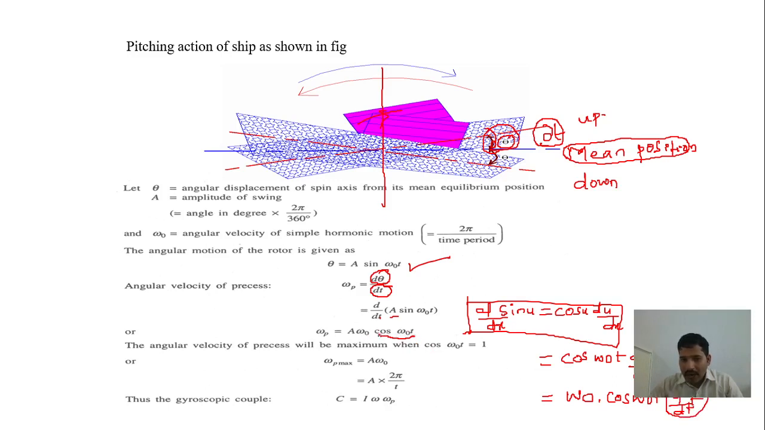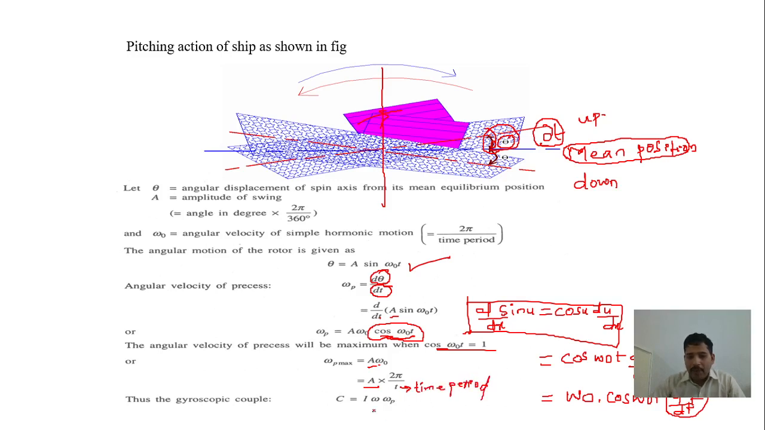The angular velocity of the precession will be maximum when cos omega t equals 1. We have to consider it as 1. Then omega p max equals a into omega. So a is as it is, and omega is 2 pi by T, where T indicates the time period.